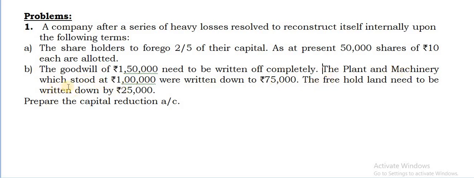The plant and machinery which stood at rupees 1 lakh were written down to 75,000.